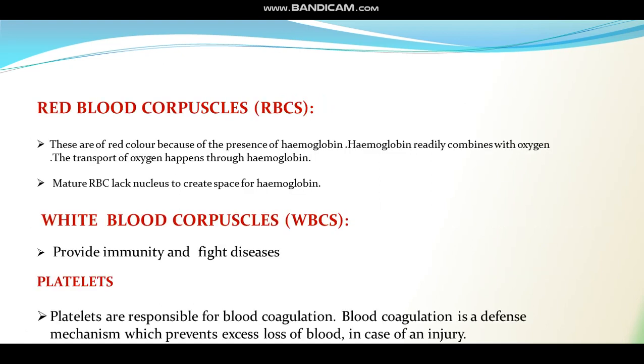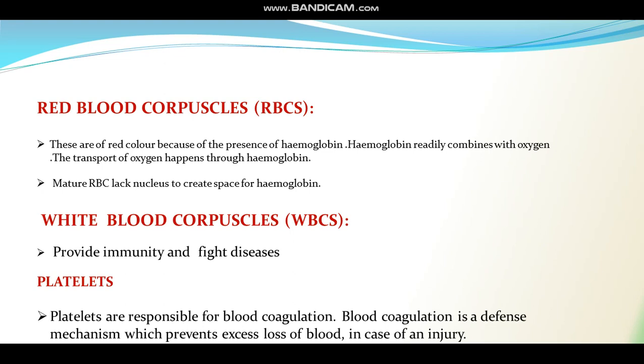Then moving to red blood corpuscles, we all know that red blood cells appear red because of a pigment known as hemoglobin. This hemoglobin readily combines with oxygen and transports oxygen in the body. So hemoglobin is the key element in RBC that combines with oxygen and transports it in the body.